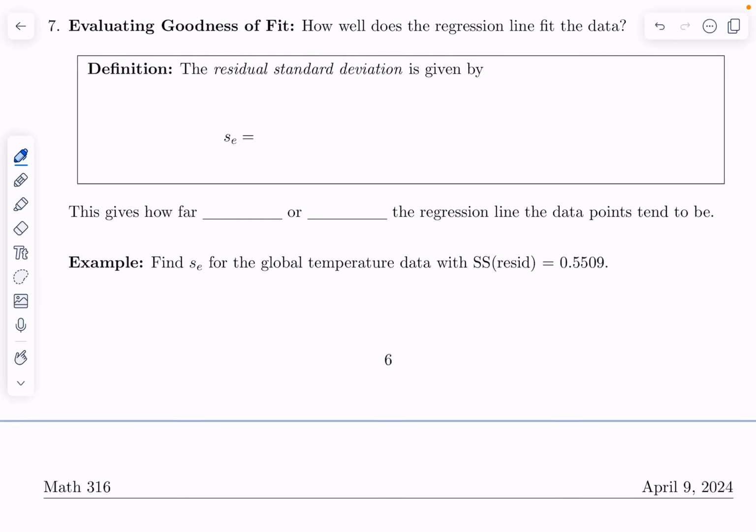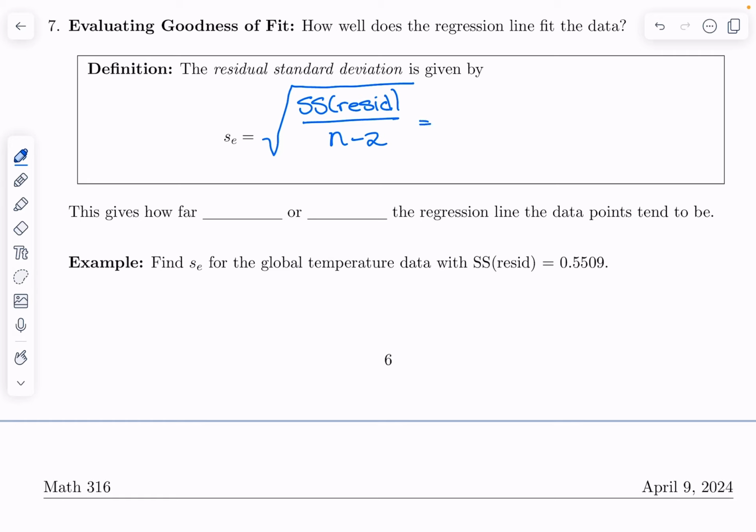We will now turn our attention to evaluating how well our regression line fits the data. And the statistic that we will use to determine this is the residual standard deviation. So the residual standard deviation is going to be given by the square root of the sum of the squares of the residuals divided by n minus 2.